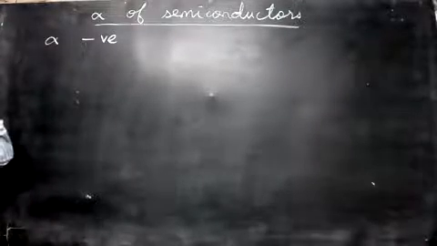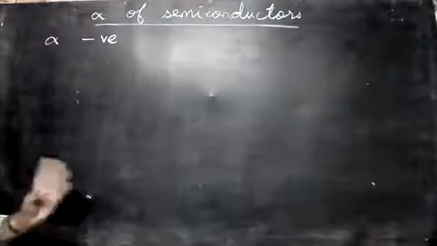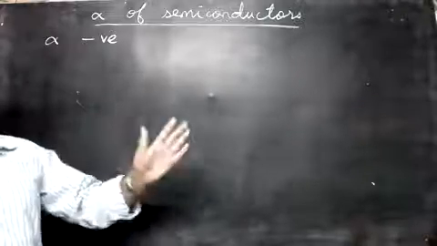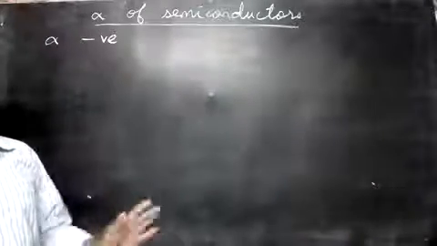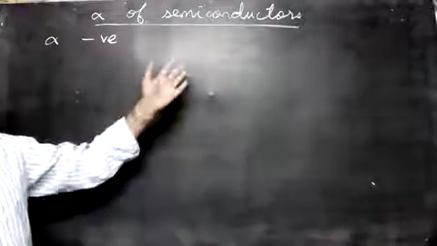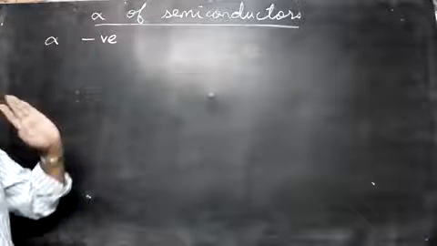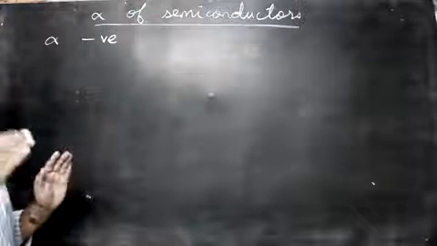First we must know what a semiconductor is. A semiconductor is a material having properties between metals and insulators, between conductors and insulators. Examples: silicon, germanium. They have negative temperature coefficient of resistance. That means as the temperature increases, the resistivity will decrease.